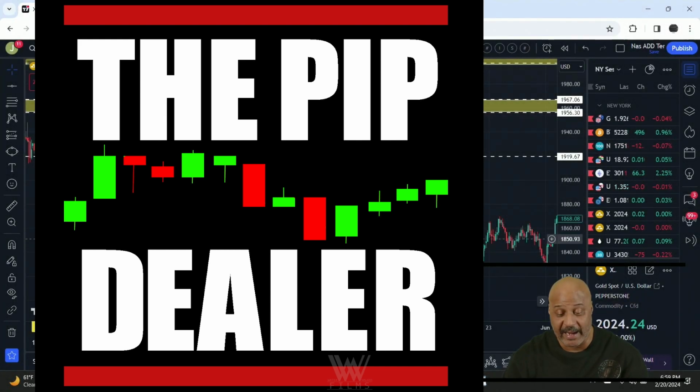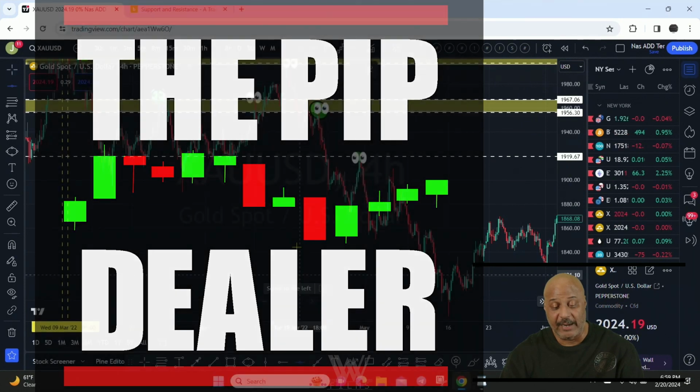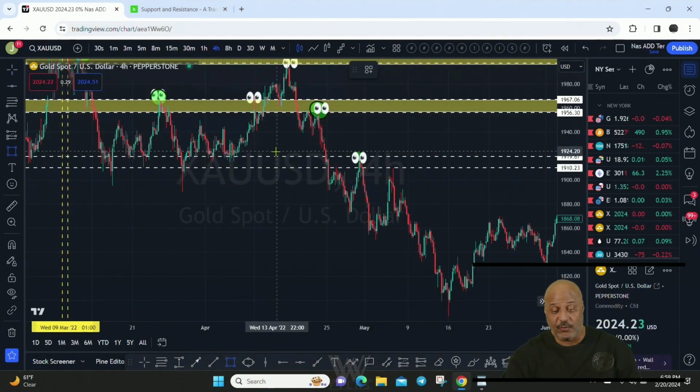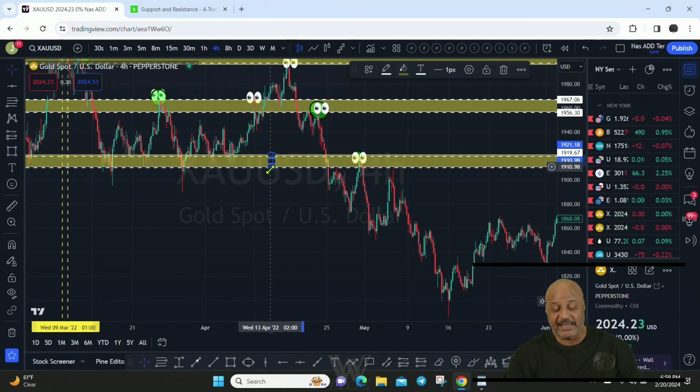So now I got another pullback here. Look at this pullback. All the way pulled back up here, right? And I'm gonna drop another line here. Now I got a chance to make another zone. Now I'm killing the game because I got all these zones now.